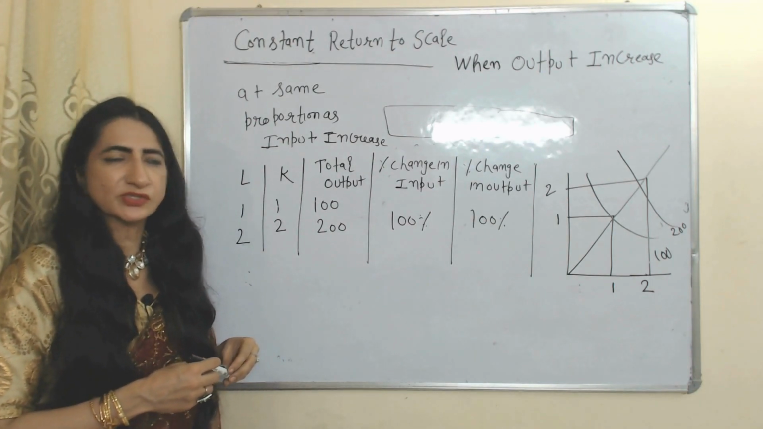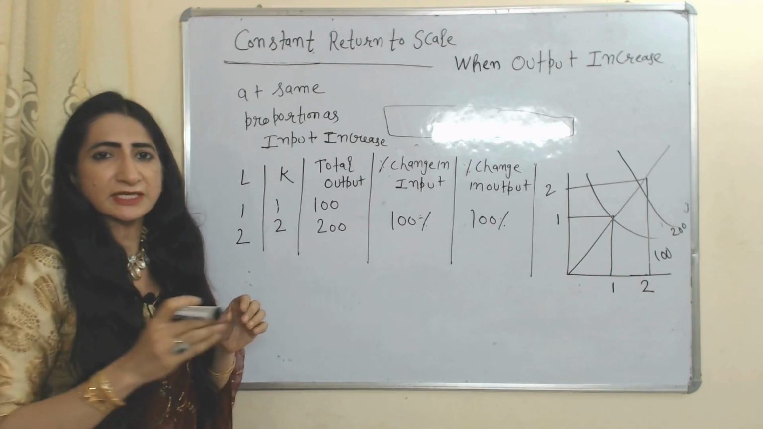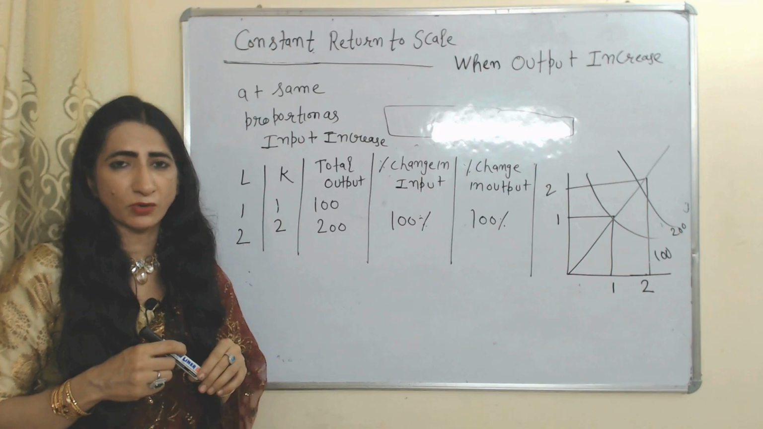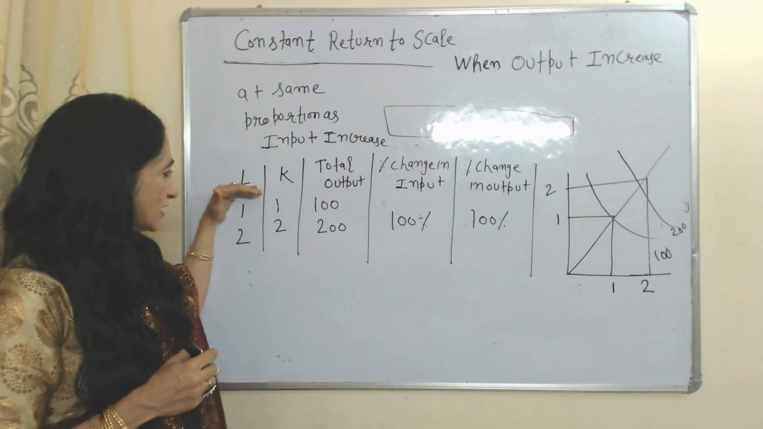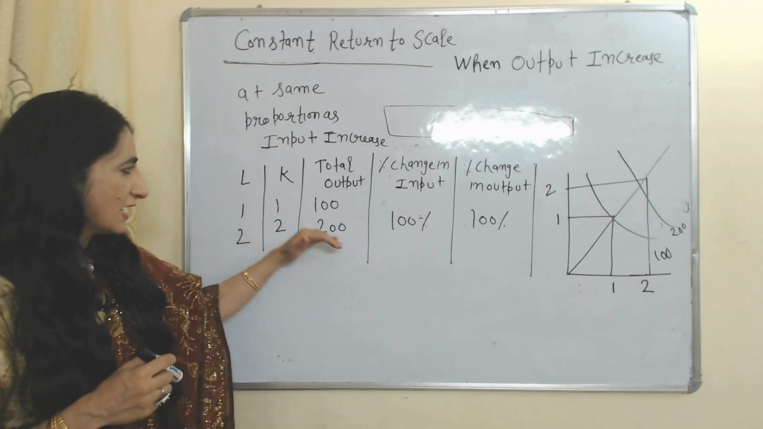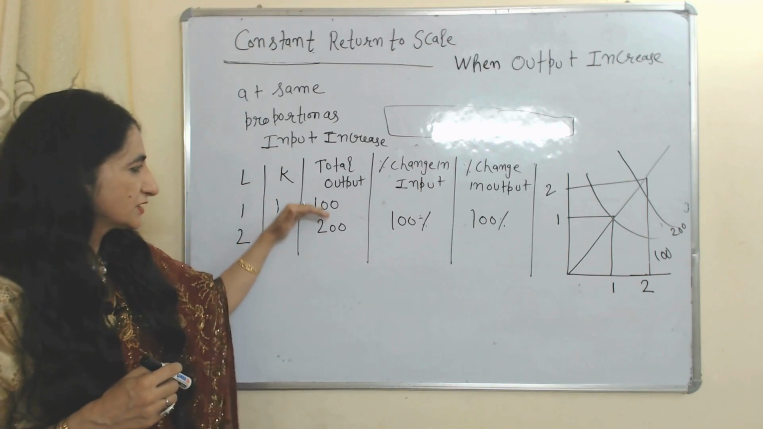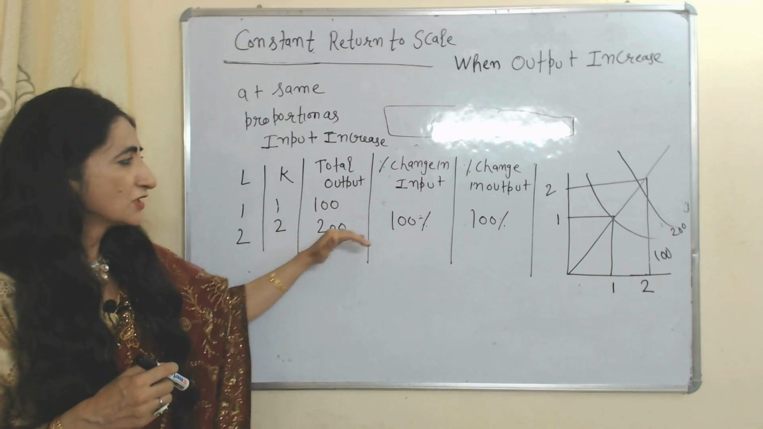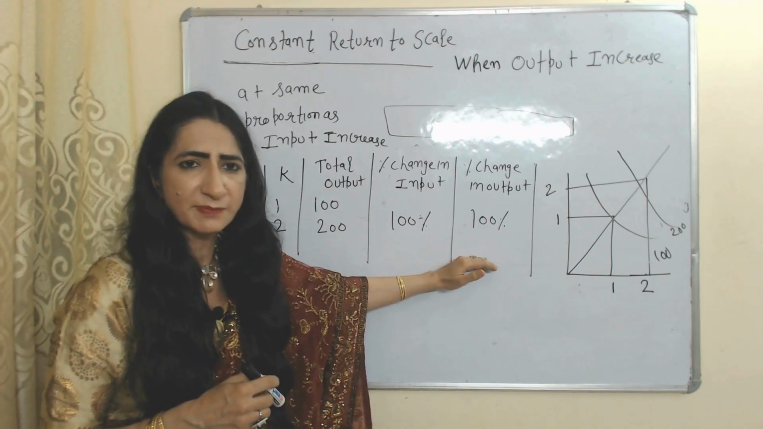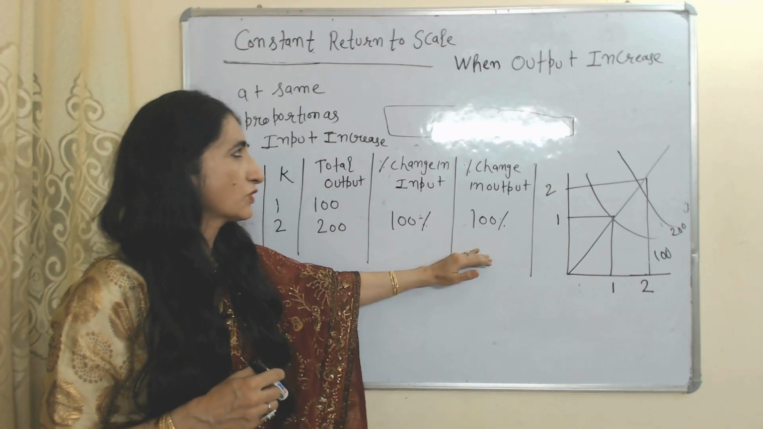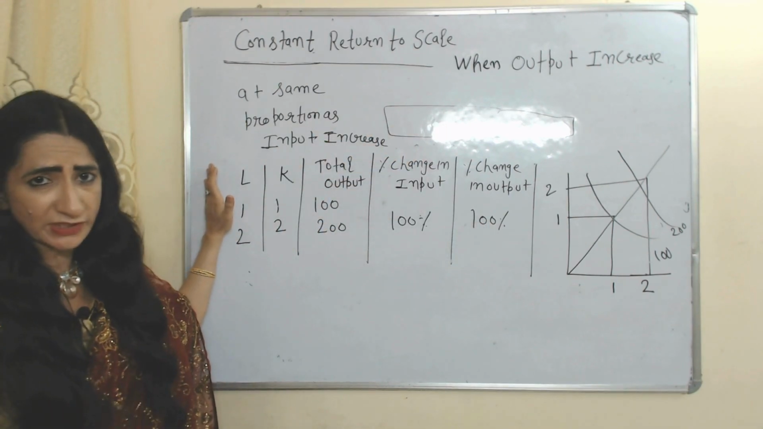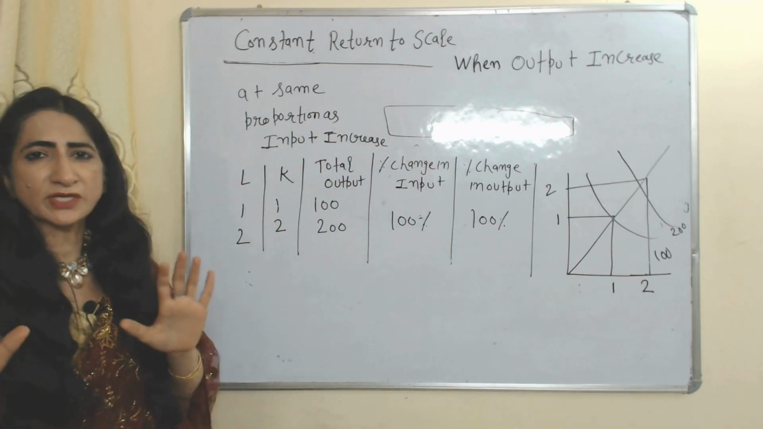Constant returns to scale. When output increases in the same proportion as input increases, it is called constant returns to scale. Here we increase both inputs from 1 to 2. As a result, our output increases from 100 to 200. So the percentage change in input is 100%. As a result, the percentage change in output is also 100%. So here output increases in the same proportion as input increases. It will be called constant returns to scale.